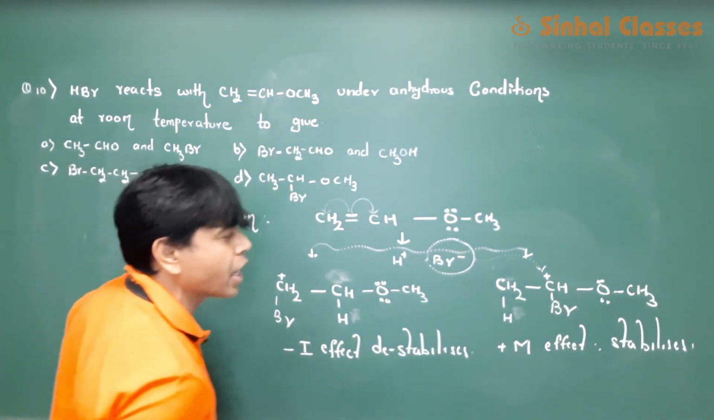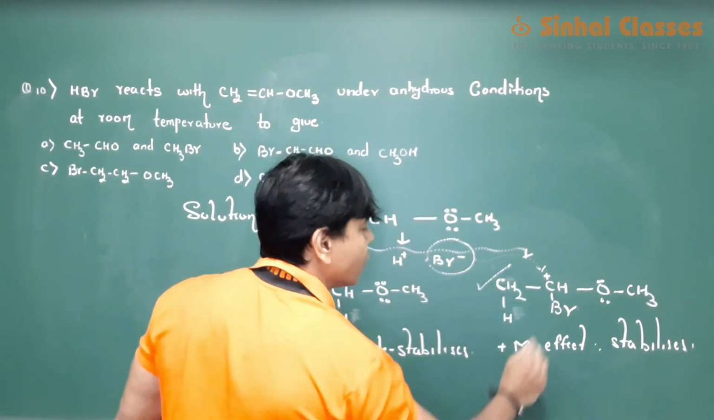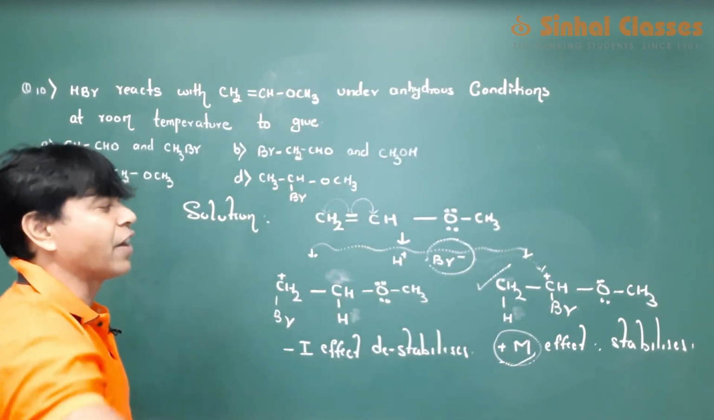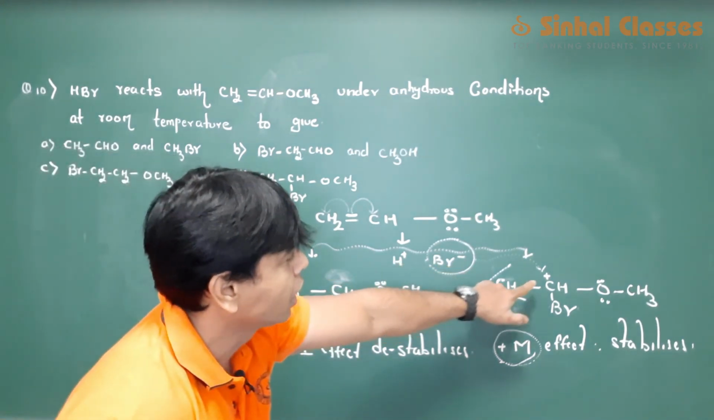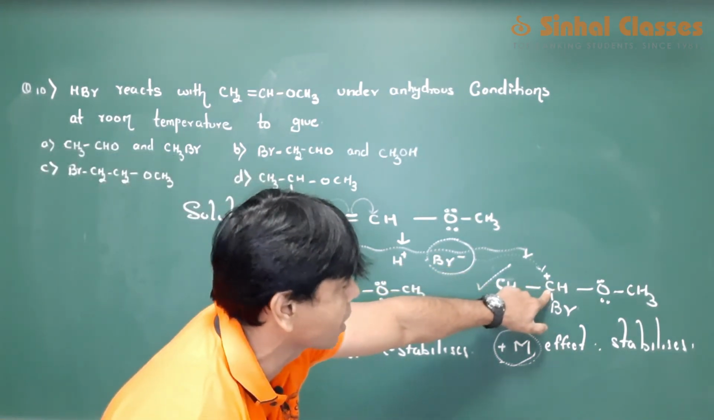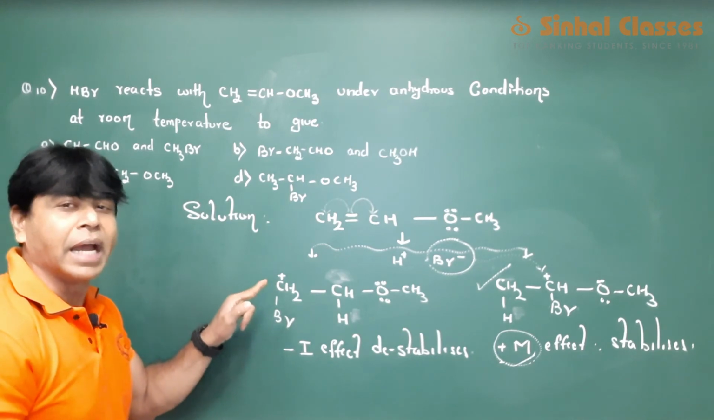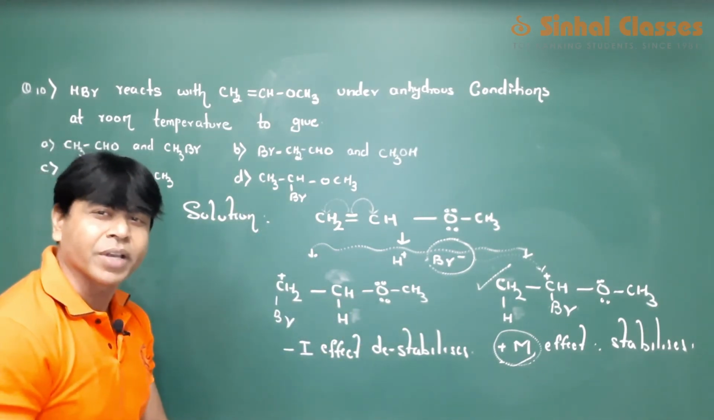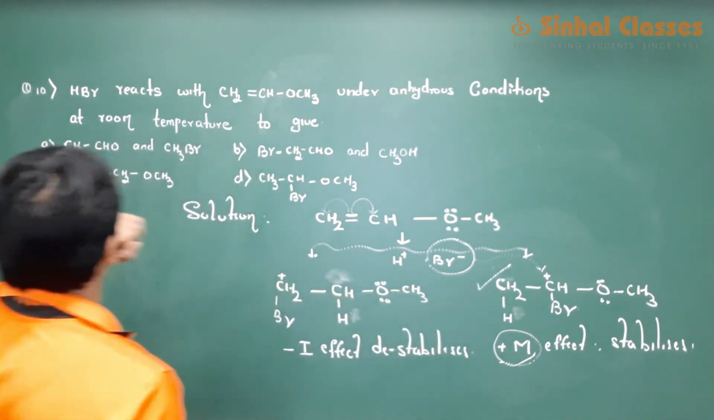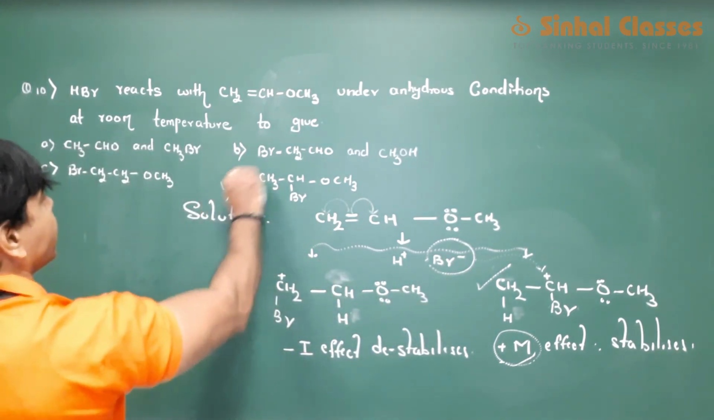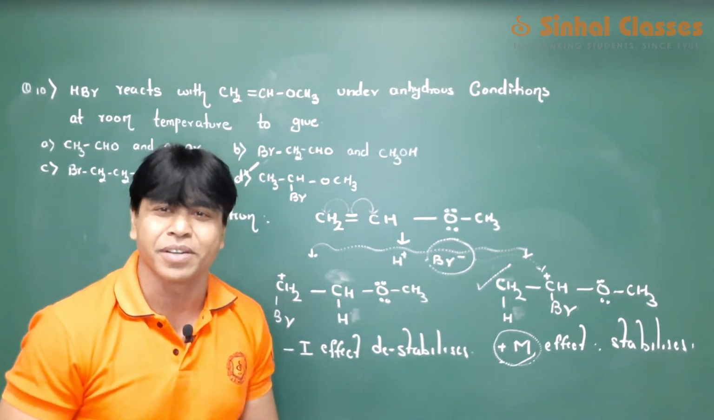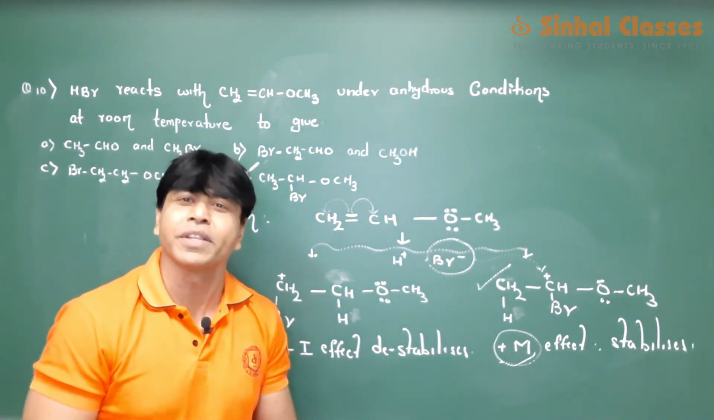So your main product formation will be this, which is due to the plus M effect. The plus M effect stabilizes the compound. The carbocation here becomes more stable as compared to the carbocation here, whereas the minus I effect group destabilizes it. So the more appropriate option for this will be D. D is the correct answer for this question. Okay, let's go for the next one now.